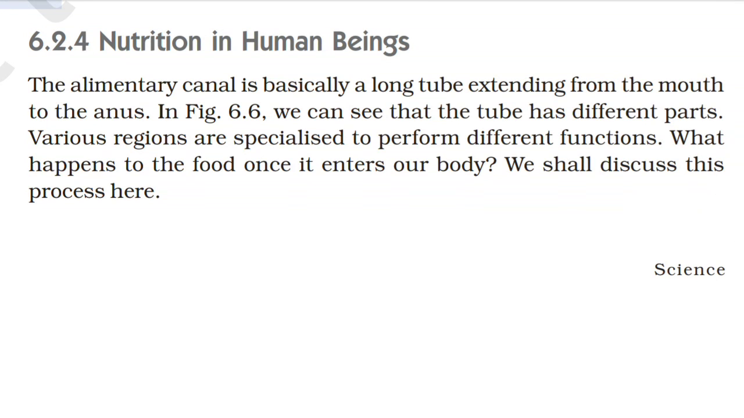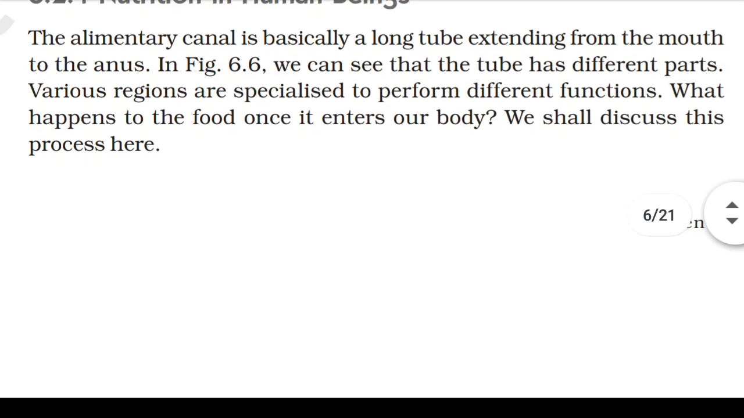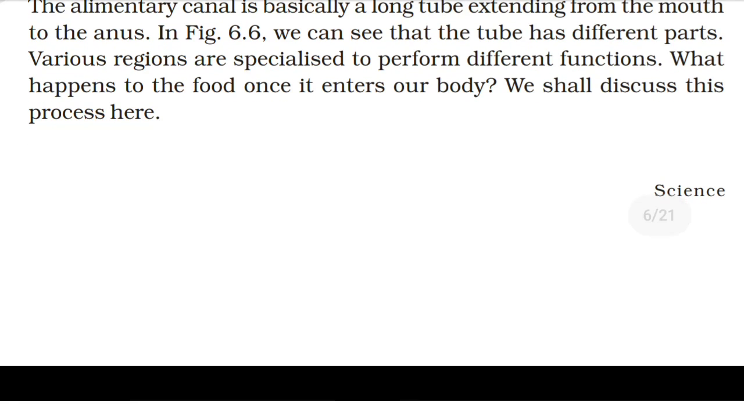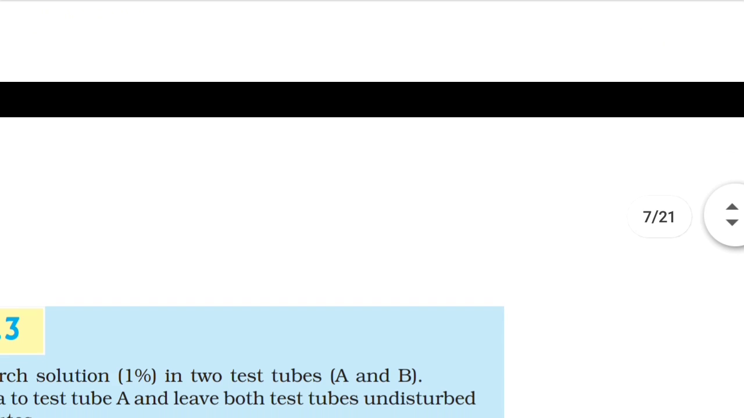Now, very interesting, nutrition in human beings. The alimentary canal is basically a long tube extending from the mouth to the anus. In figure 6.6, we can see that the tube has different parts. Various regions are specialized to perform different functions. What happens to the food once it enters our body? We shall discuss this process here.